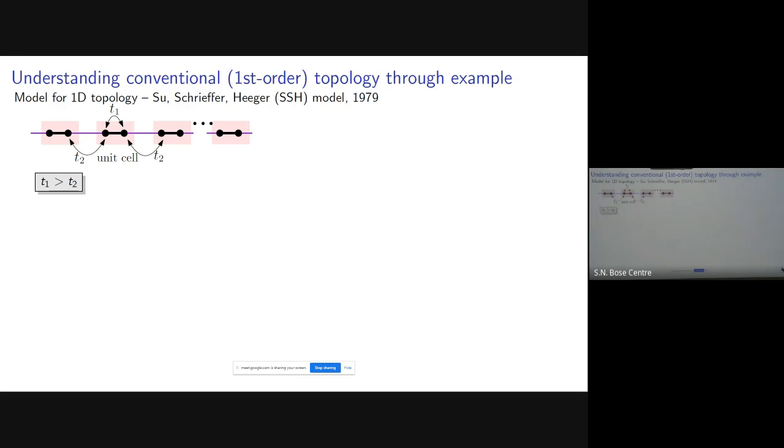All right. Now you can consider another variation of this model, where T1 has been made less than T2. In that case, the width of the black bond, which has hopping amplitude T1, is lesser than the width of the purple bond, which has a hopping amplitude T2.